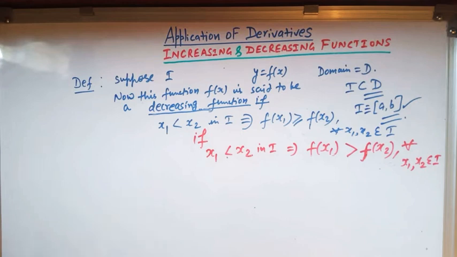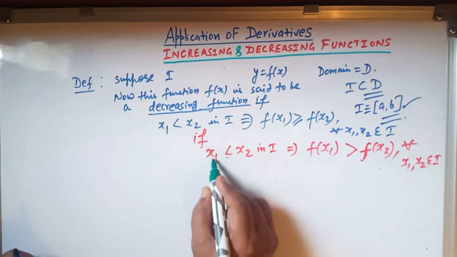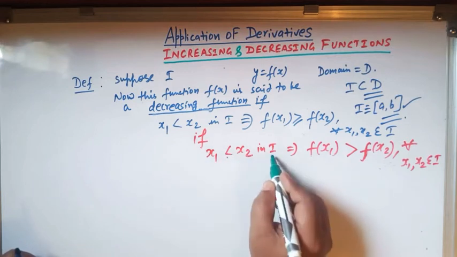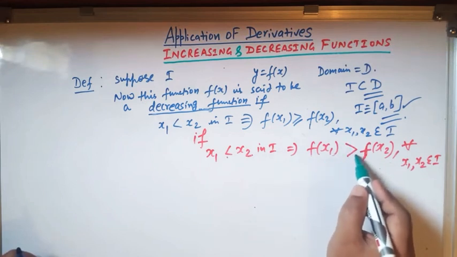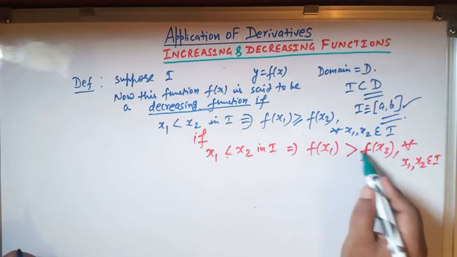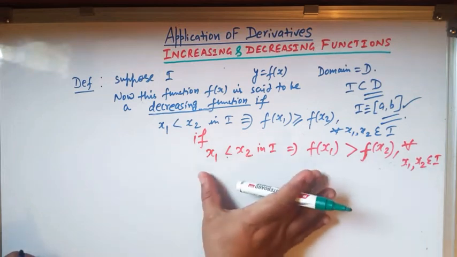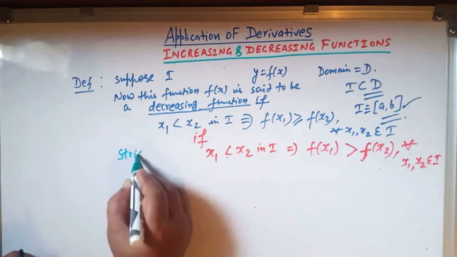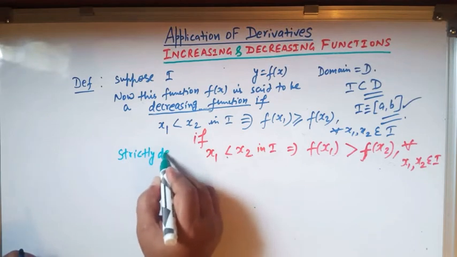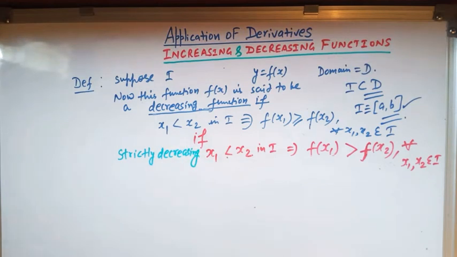And if x1 is less than x2 in I implies f(x1) is greater than, here we do not have the equality sign, so f(x1) is greater than f(x2) for all x1, x2 belonging to I, then in this case the function is said to be a strictly decreasing function.